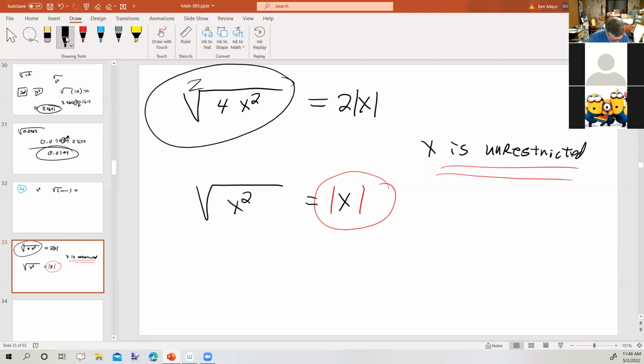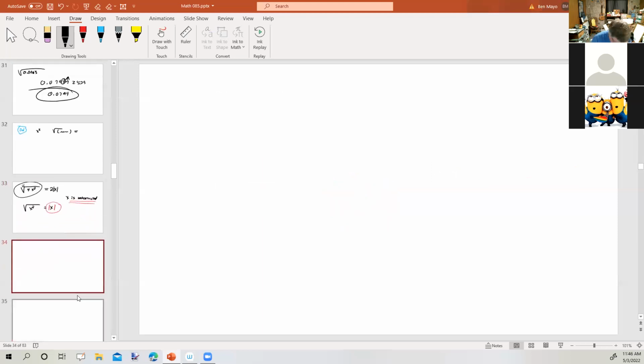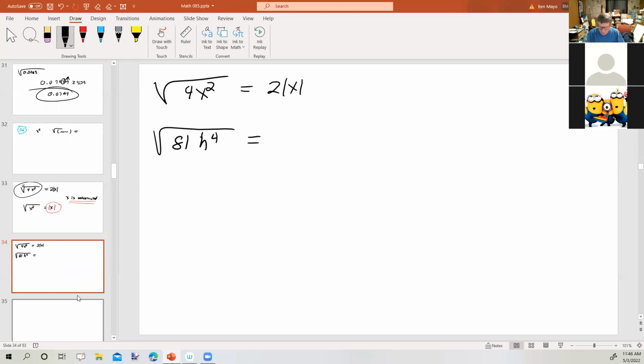Okay, let's take a look at this. So let's put this back up here. The square root of 4x squared is 2x with the absolute value bars on x. What about the square root of 81h to the 4th power? What's the square root of 81? 9. Okay. What's the square root of h to the 4th? So h to the 4th equals what times itself? H squared. Right. Absolute value of h squared.